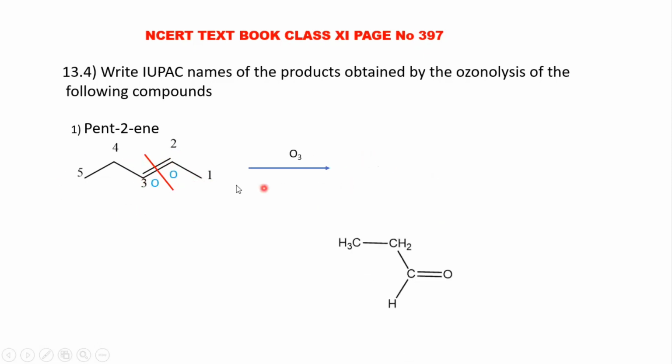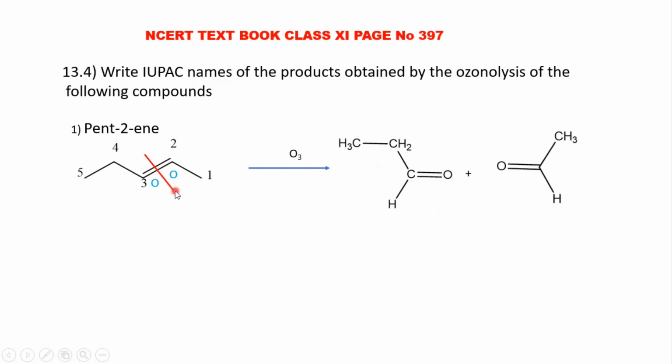So how to say this? Simply, we have to break the double bond and put oxygen on either side and then write the product. So if you break it and write it, 1, 2, 3 carbon atoms, the aldehyde is propanaldehyde, and the 2 carbon aldehyde is acetaldehyde, that is ethanal and propanal.